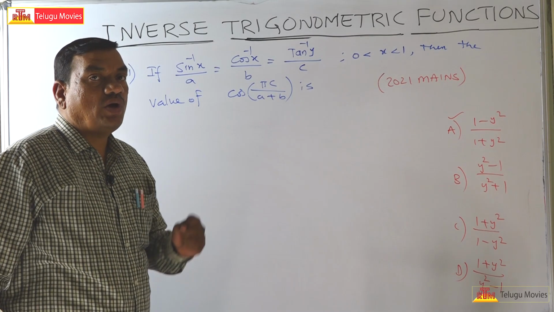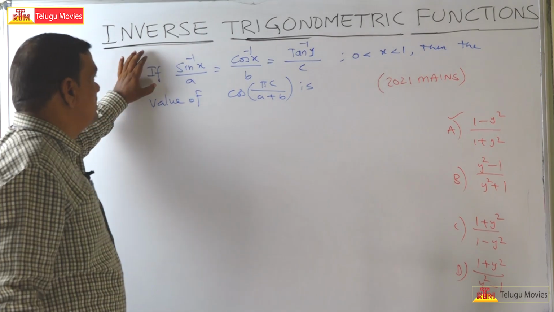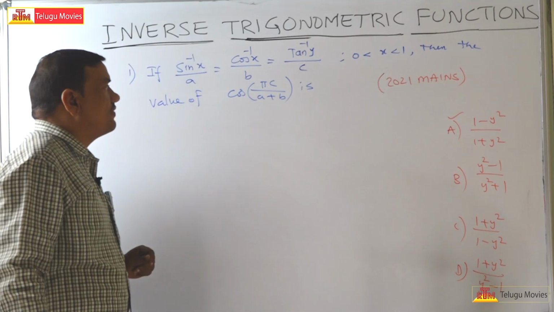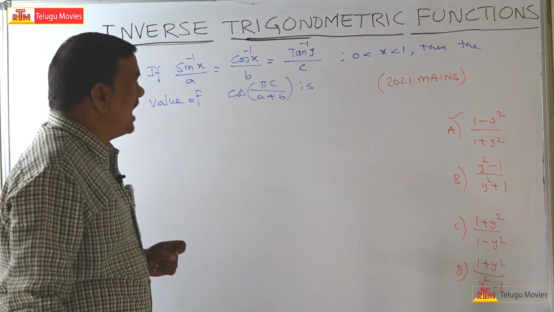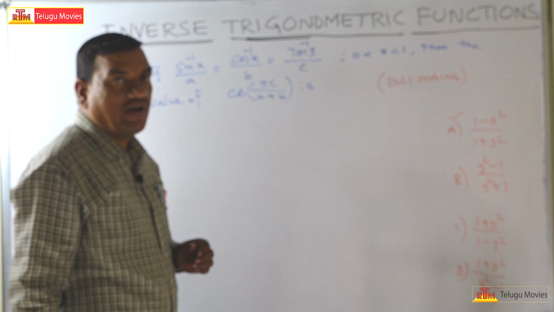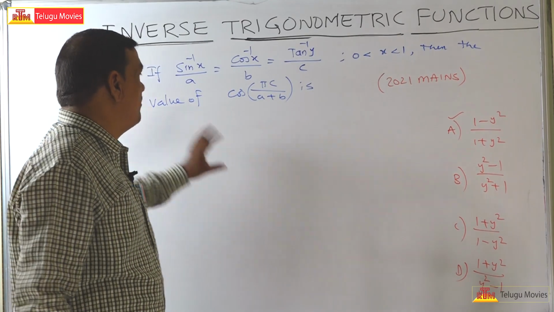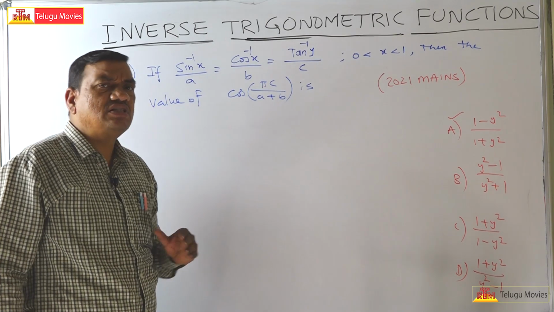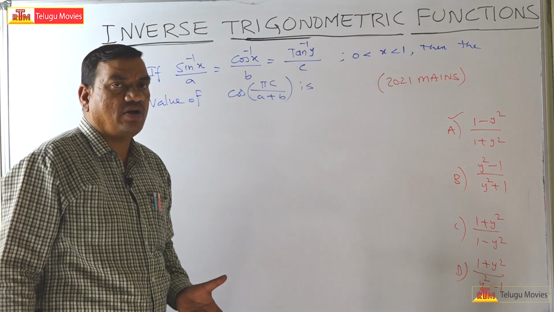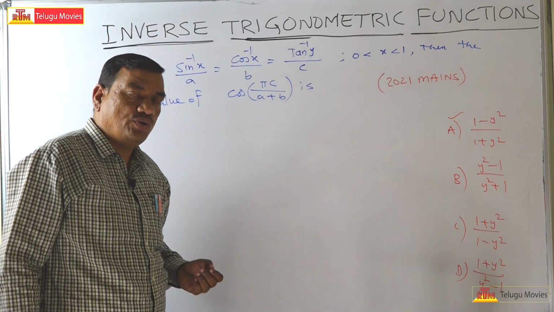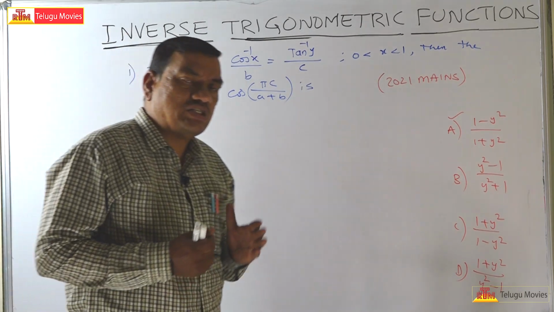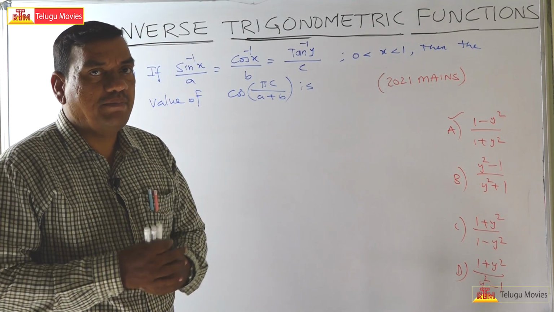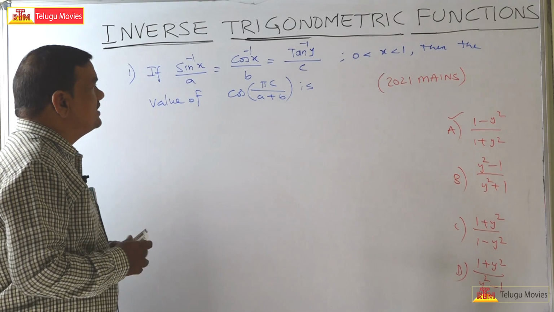So, welcome back to next problem. Here the problem is, if sin inverse of x upon a is equal to cos inverse of x upon b is equal to tan inverse of y upon c, where x value lies between 0 to 1, then the value of cos of pi c upon a plus b is. So, this is a mixing of both trigonometric ratios and inverse trigonometric functions, as I already told you. So, we cannot get exclusively problems from inverse trigonometric functions, they will give mixed problems. Okay. So, let us see here.